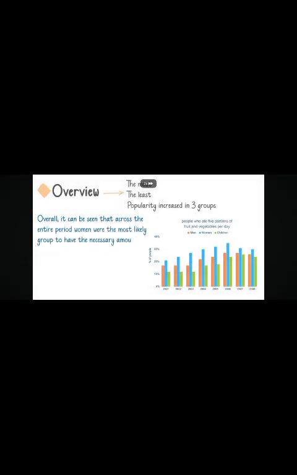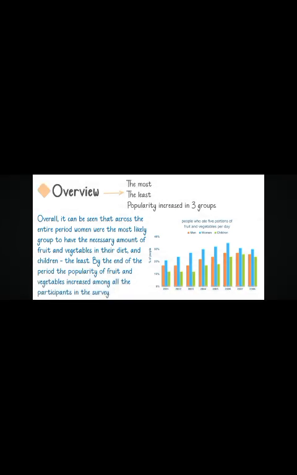Women were the most likely group to have the necessary amount of fruit and vegetables in their diet, and children the least. So this is our key features. Now, by the end of the period, the popularity of fruit and vegetables increased among all the participants in the survey. So here, I've not provided any specific details. You must not include any specific details of your chart or graph in the overview paragraph. You just provide key features, right? General, let's say, informational features of the chart.